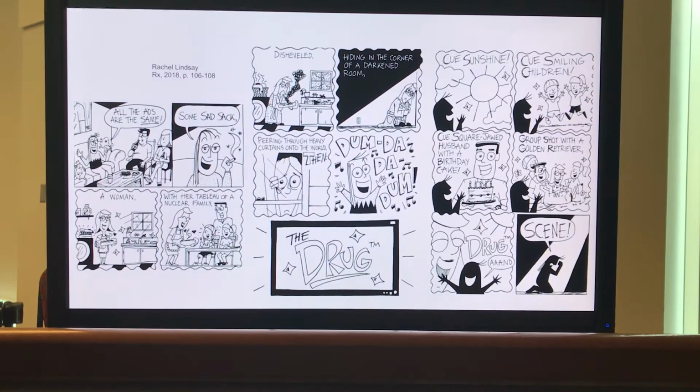This is a spread from where she was describing the typical antidepressant commercial. It portrays the drug as a magical fix to depression for an able-bodied heterosexual white woman with a nuclear family. It's an iconographic representation that enforces gender roles and norms for sexuality and disability.